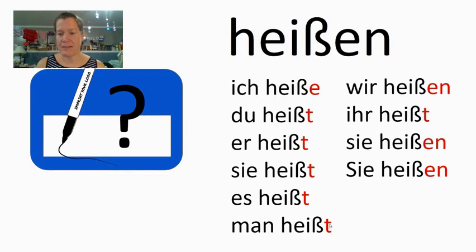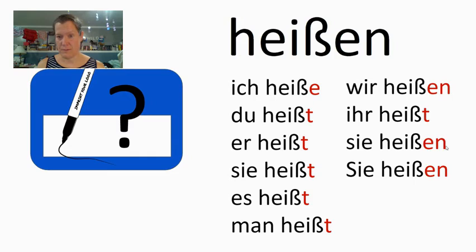Okay, and it takes a T. So then we have wir. Okay, heißen takes an en. Really, it's just this same version here. The ihr, that's you all, right? Heißt takes the T. And then the last, sie heißen and Sie heißen, they are called, and you formal are called, also take en. They're this version of that.